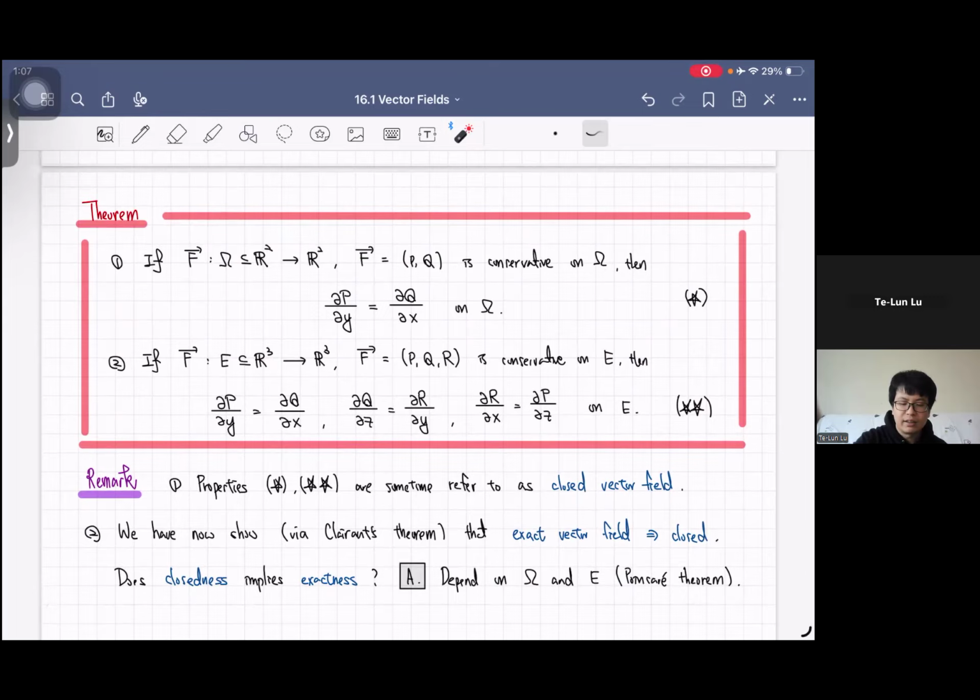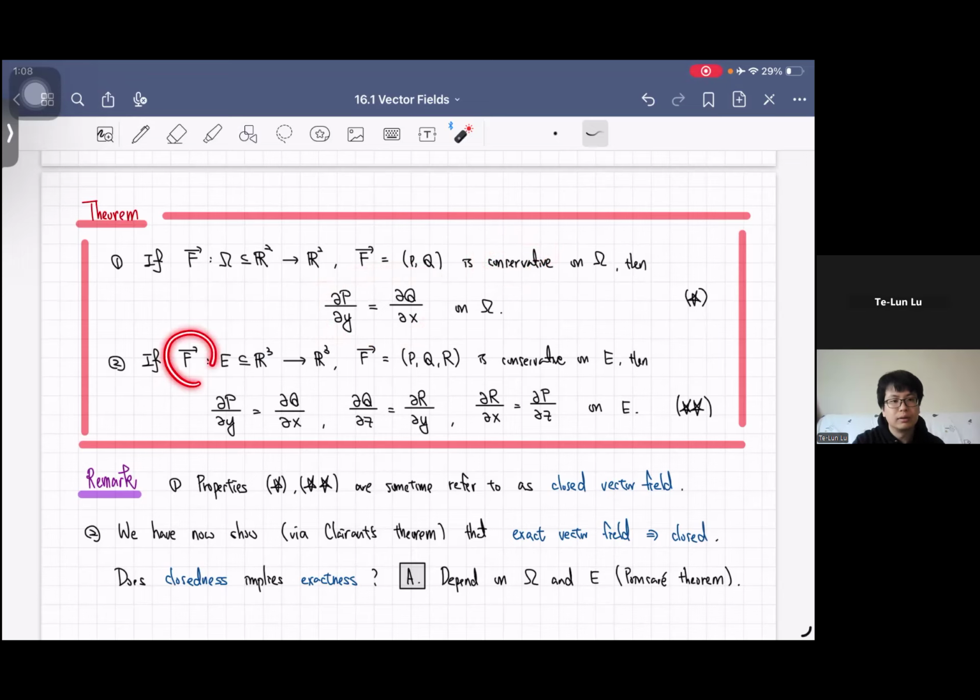If a vector field is conservative on a region omega, then, denoting f by (P, Q), where this is the x component and this is the y component, with this being f_x and this being f_y, we must have partial P partial y equals partial Q partial x. Because the first one will simply be the second partial derivative of f with respect to x and y. So if it is conservative, then you must have this equation.